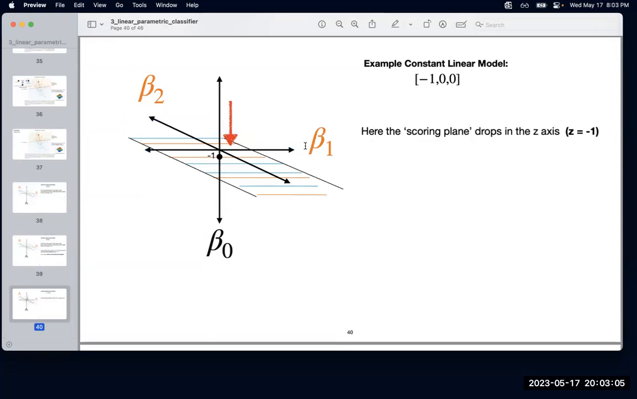Another example that we see here is changing the value of the bias. If I just change the value of my bias, I'm essentially just pushing down my hyperplane. This means that the values at which my score would be 0 would be lower on the beta 0 axis.